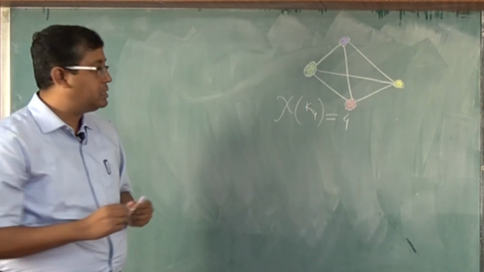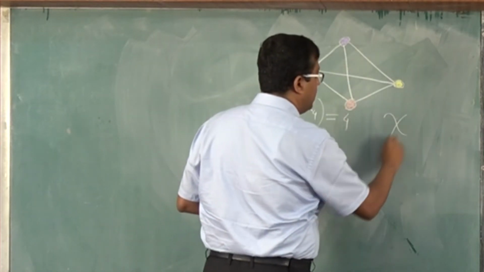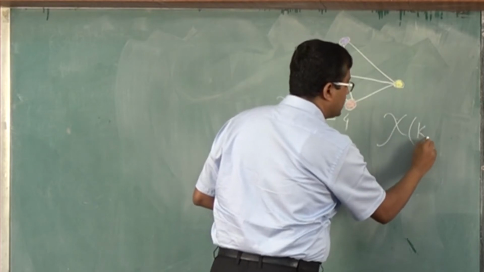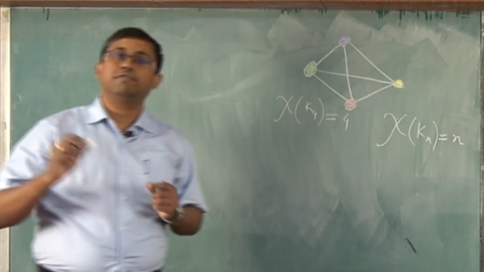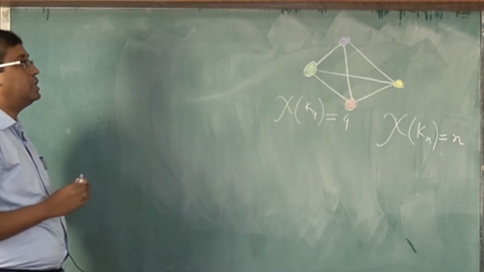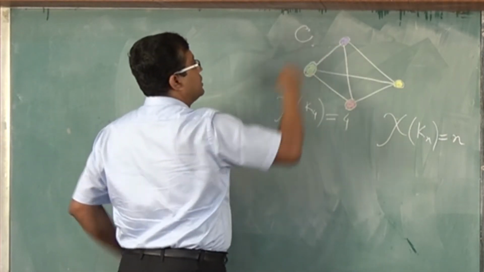And if I generalize, the chromatic number of an n vertex complete graph is equal to n. This is the first theorem we have, and this is related to the complete graphs.